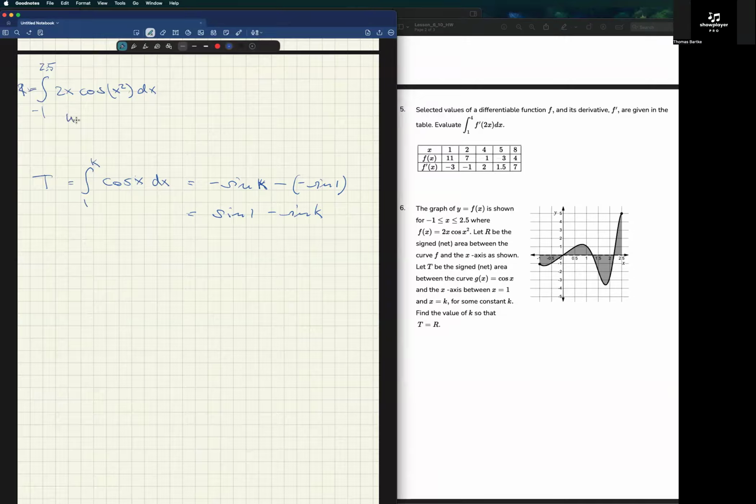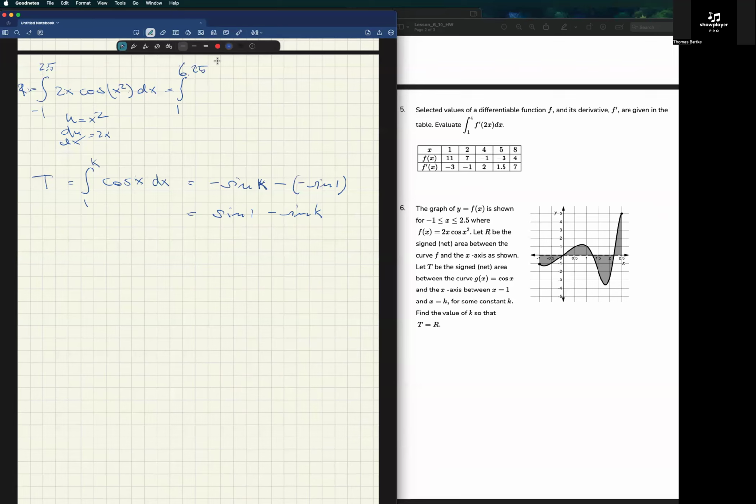So for r, we need u substitution. So u equals x squared. du dx equals 2x, and that's ready to insert. So let's insert it. So we're going to have the area here from, let's do the boundaries. -1 squared is 1. And 2.5 squared is that 6.25 maybe?